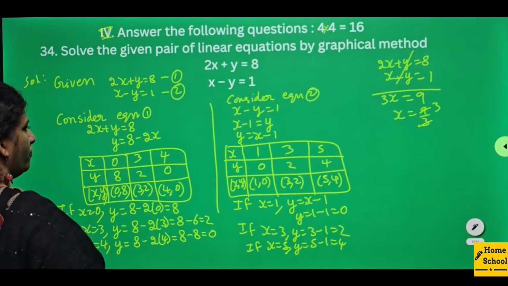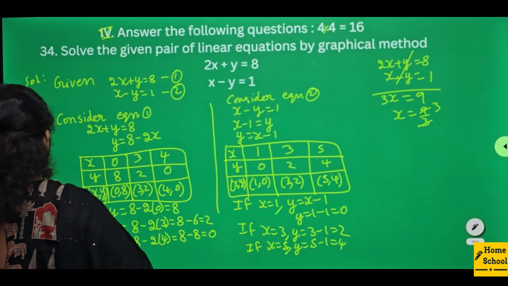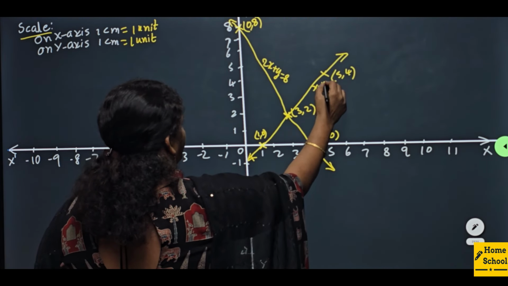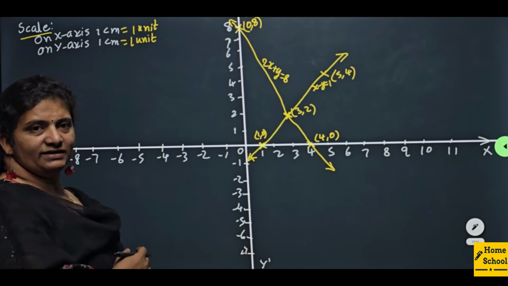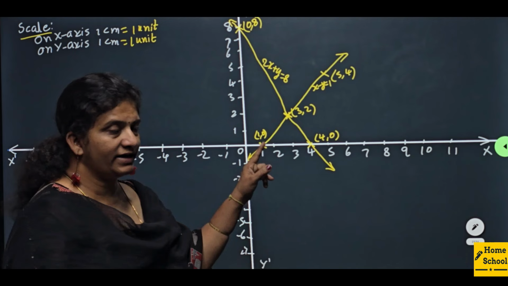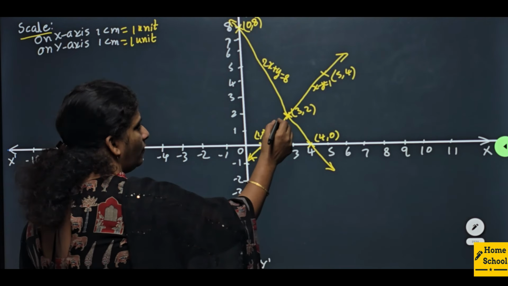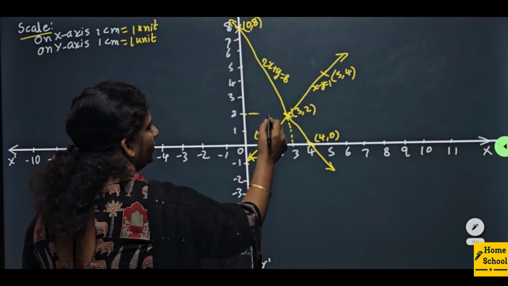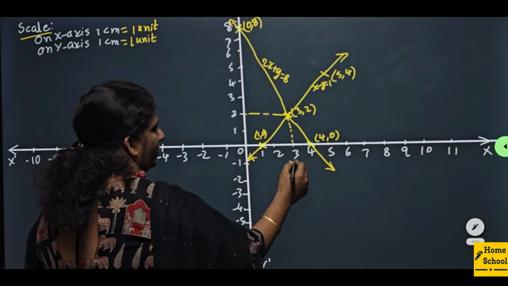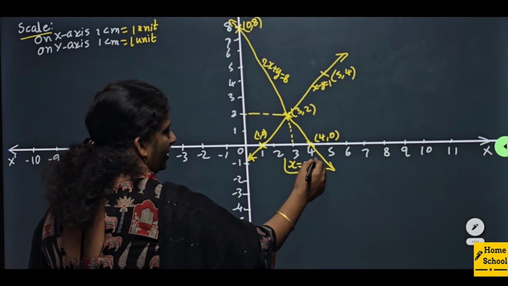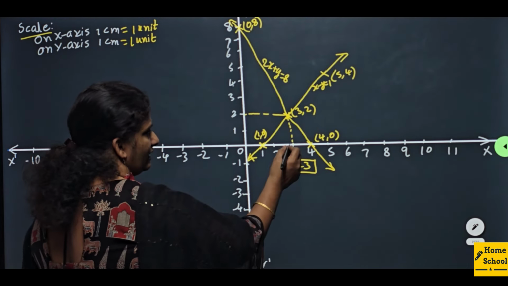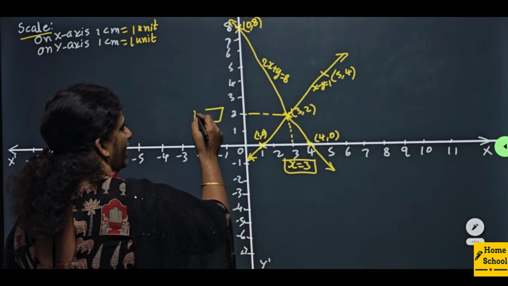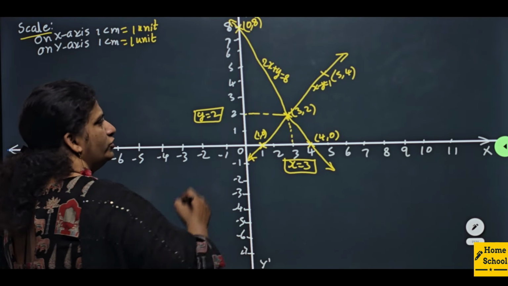5, 4, and the line equation is x minus y is equal to 1. Therefore, the two lines are drawn and the two lines are intersecting at a point. So, from there do the perpendiculars, then that will be x is equal to 3 on the x-axis. Where is the perpendicular touching? At 3. Therefore, x is equal to 3 and y is equal to 2.